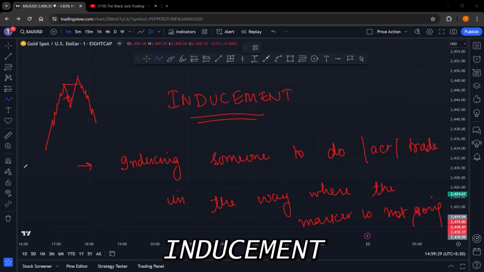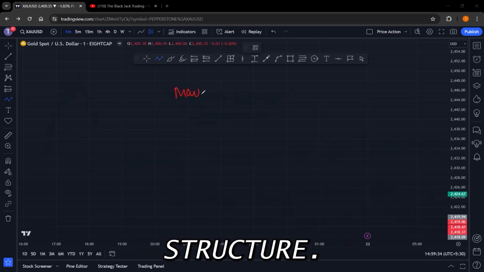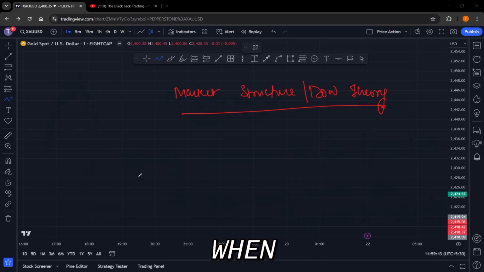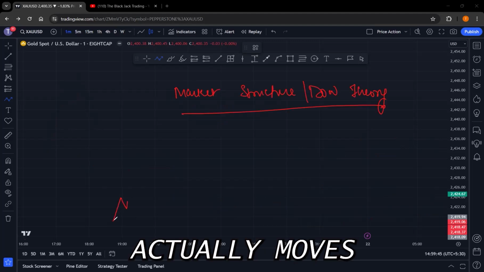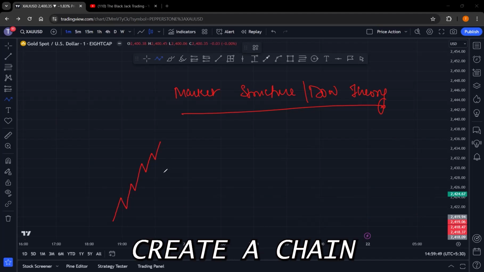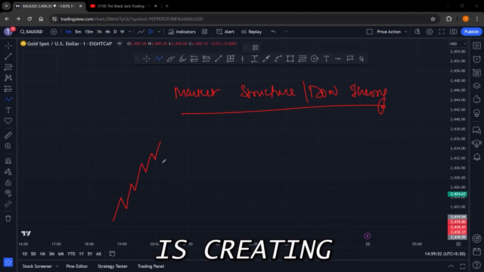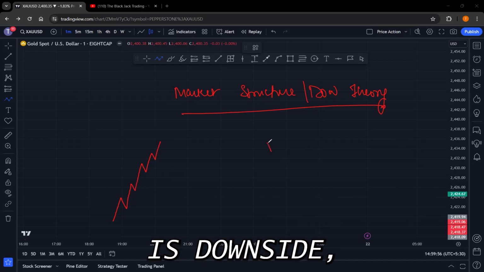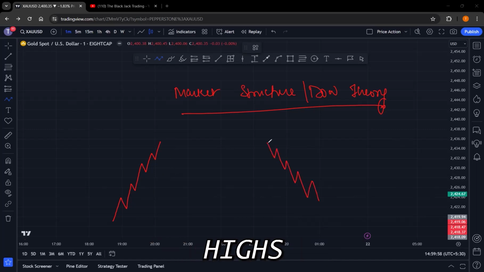So what is this inducement in technical analysis? As we know, according to the market structure, or the Dow theory, when the price is in an uptrend, it moves something like this. It creates a series of higher highs and higher lows, and when the market is in a downtrend, it creates a series of lower highs and lower lows.